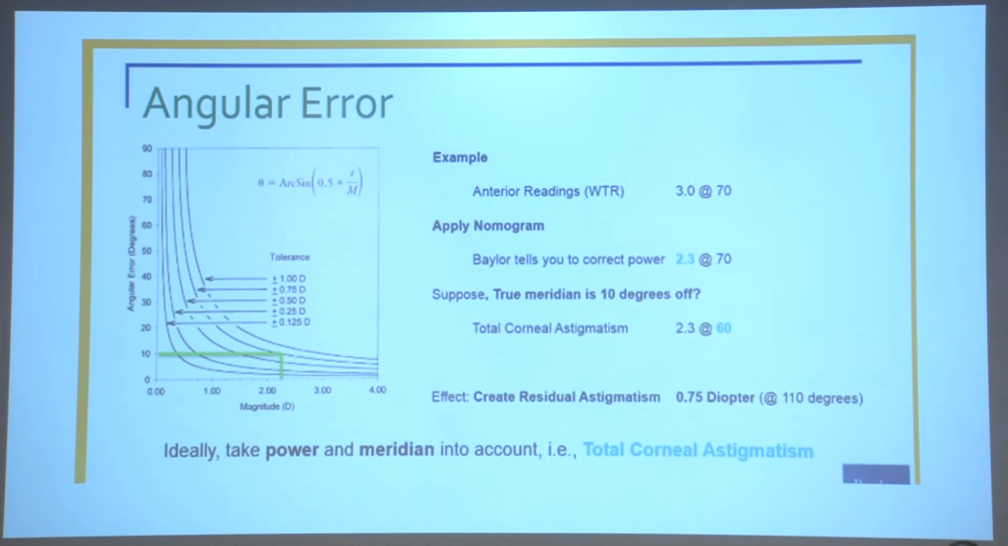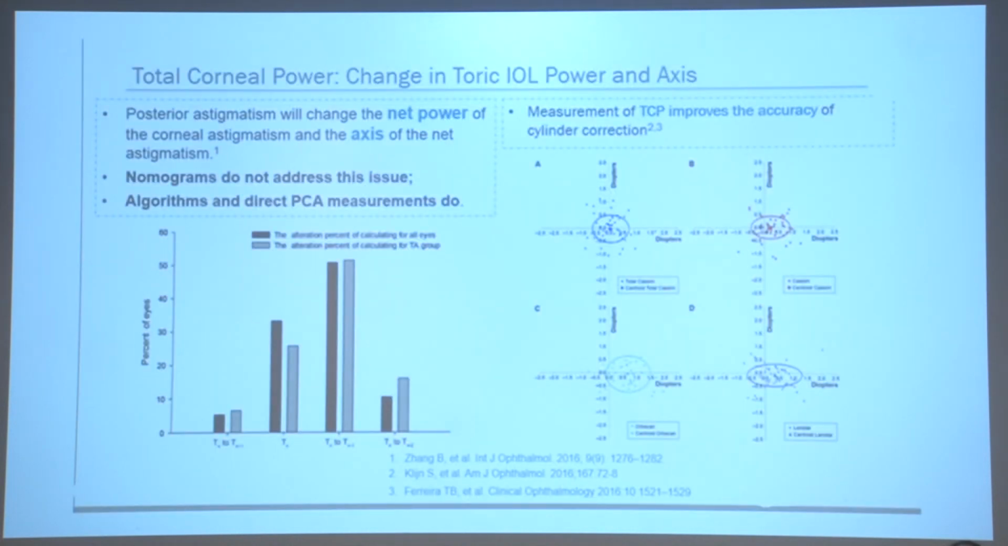But now, because we have machines, we can measure the total corneal power, and it gives 60 degrees. So that was the lacking in the Baylor nomogram. We need total corneal astigmatism measurements. Posterior corneal astigmatism changes the net power of the corneal astigmatism on the axis, on the net astigmatism plane. So nomograms do not address this issue. Algorithms and direct posterior corneal astigmatism measurement can.